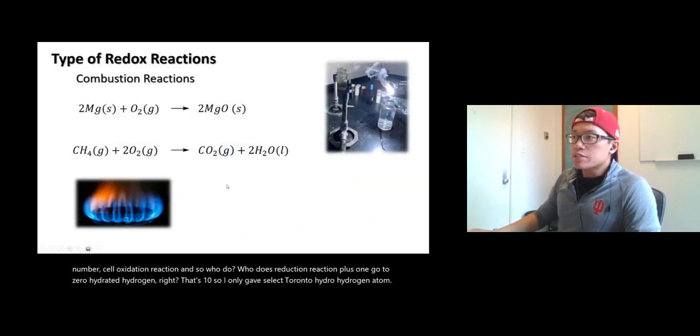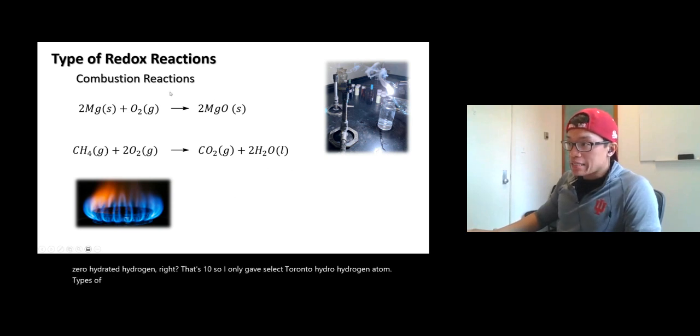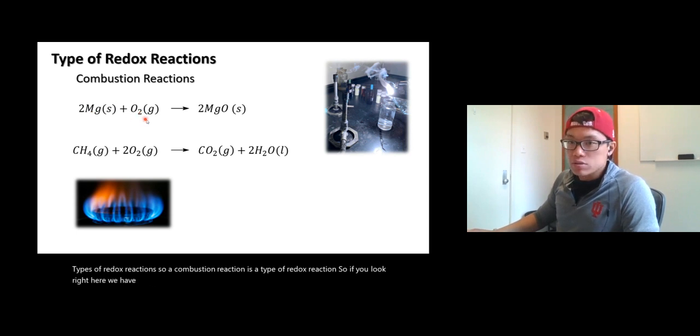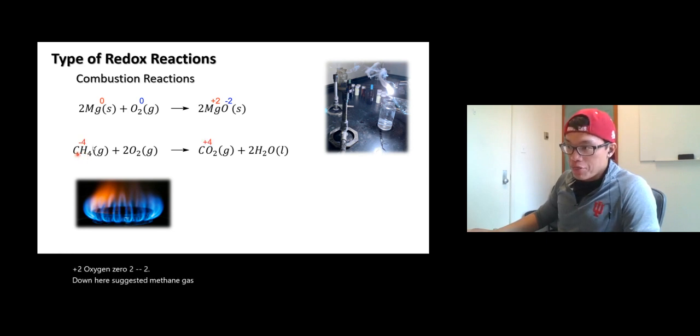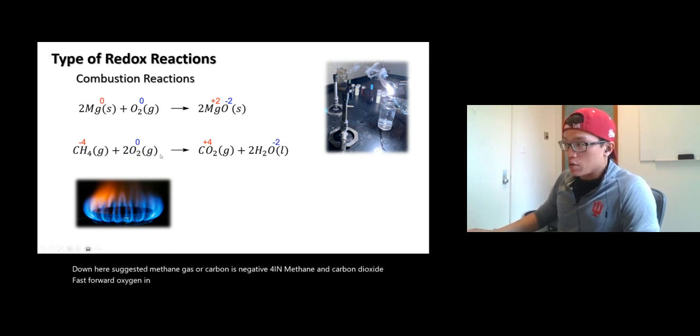Okay. Types of redox reaction. So a combustion reaction is a type of redox reaction. So if you look right here, we have magnesium burned in the air, right, with oxygen gas. So magnesium goes from 0 to +2, oxygen 0 to -2. Down here, this is methane gas. So carbon is -4 in methane. In carbon dioxide it is +4. Oxygen in regular oxygen is 0. In water -2.